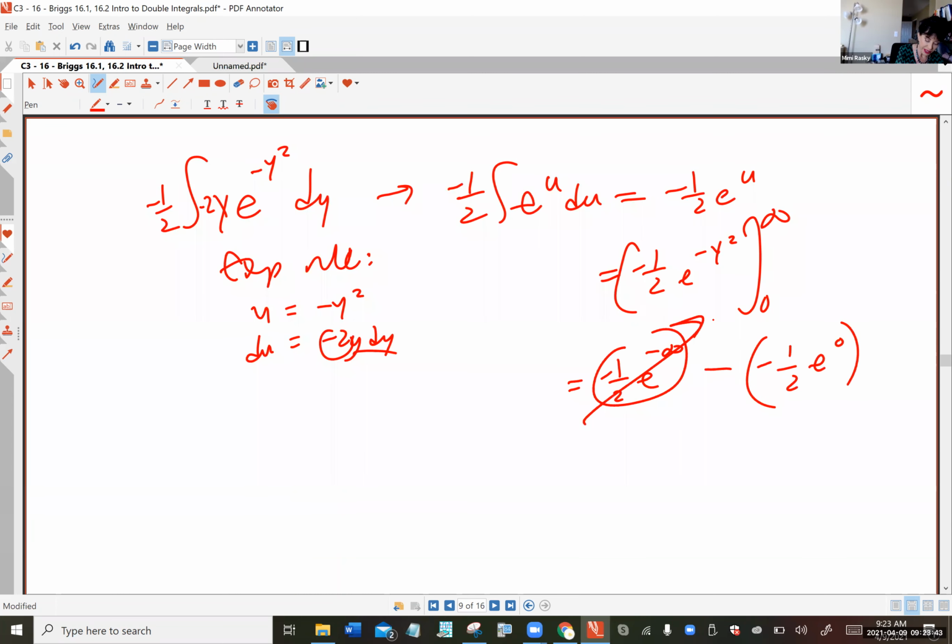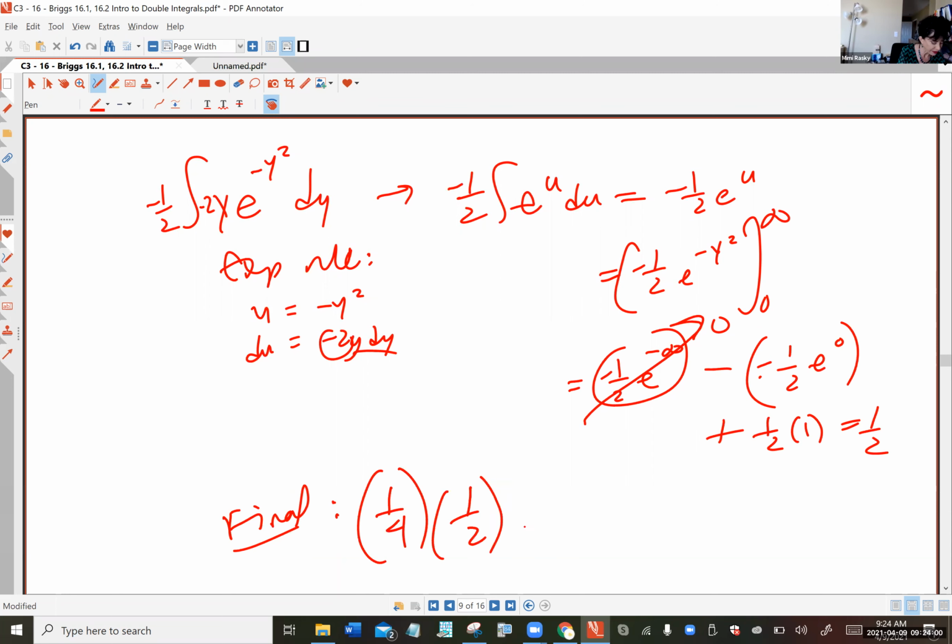E to the negative infinity goes to 0. Minus minus is a plus. E to the 0 is 1. I get a half. Final answer, you take the first integral's result, which I believe was 1/4, right? And you multiply it by a half, and your final answer is 1/8. So the improper integral converges. Yay! And we all go home happy.